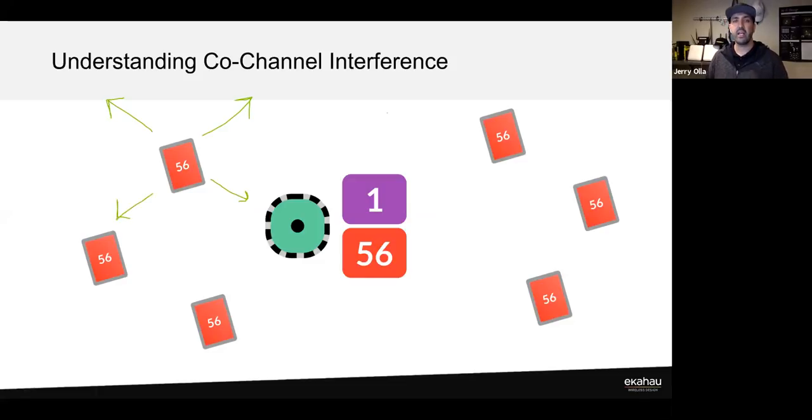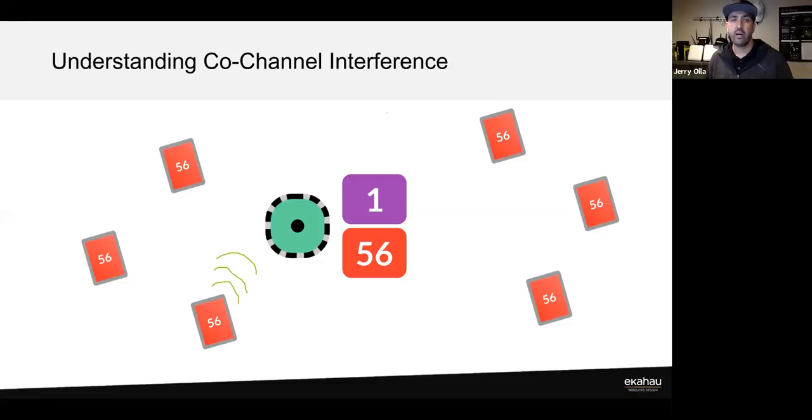So that means any other access points that are nearby, in this case, it looks like all of our clients are on that 5 gigahertz radio, so they're all on channel 56. Every time one of these clients transmits, those signals are going off in all directions. And that means any other APs nearby that are operating on that same channel, listening and transmitting on channel 56, are going to have to contend for that airtime, right?